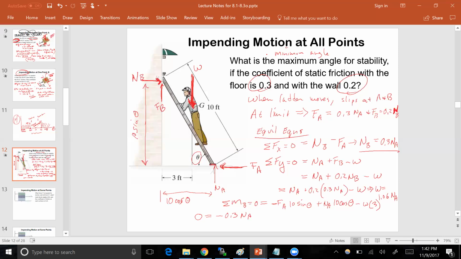And that's going to be multiplied by 10 sine of theta. Plus NA times 10 cosine of theta. Can you read that? I'm kind of writing small. Is that readable? And then minus, but we know that W is 1.06 NA. So 1.06 times 3 is going to be 3.18 times NA. Is that cool? So we worked out and got rid of the W.